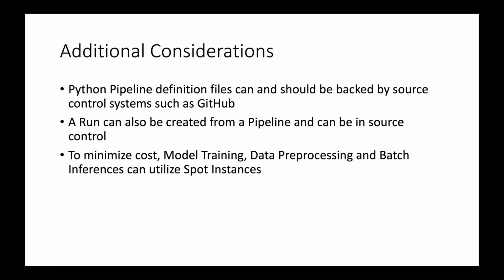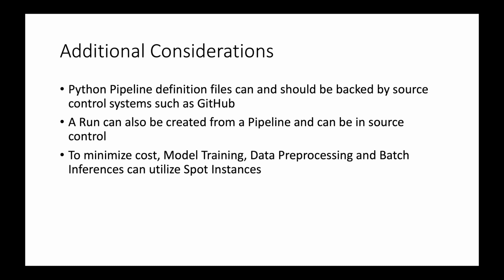So some other considerations: you can and should use source control systems such as GitHub for this, in production environments especially. So using Python, for example, and this can all be constructed in R, by the way, but I'm just using Python as an example. You can create pipeline definition files via Python and store them in GitHub. And you can also do the same thing for runs, which are created from pipelines, and you can put that stuff in source control.